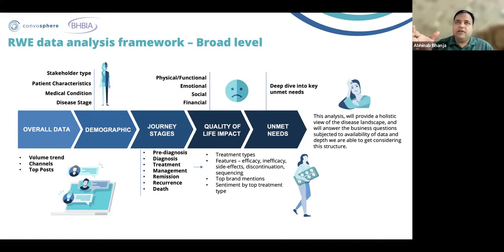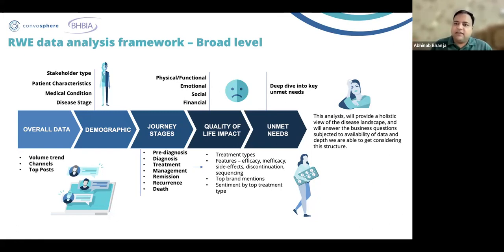Typically, in the pre-diagnosis stage we'll look into causes and symptoms. Within treatment, we'll look into treatment types, the features that they're discussing, efficacy, inefficacy, side effects, treatment discontinuation, any sequencing data that we can find, the top brands and therapy types that they're talking about, and the sentiments associated with them.